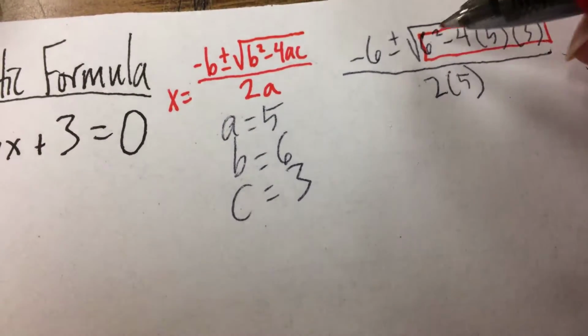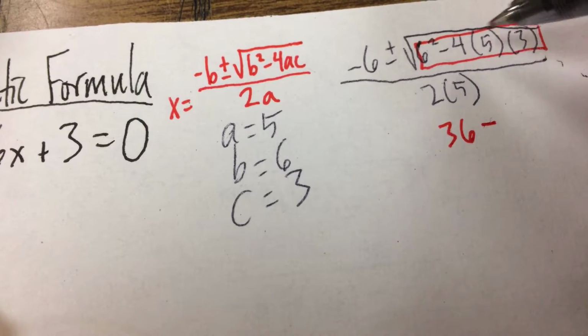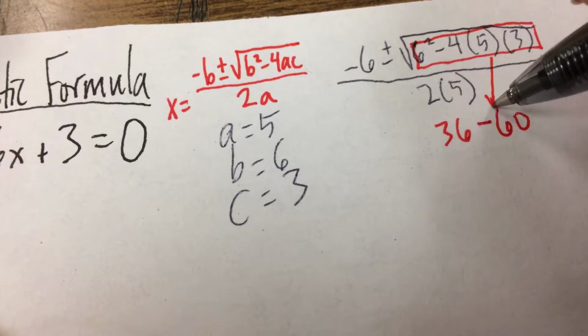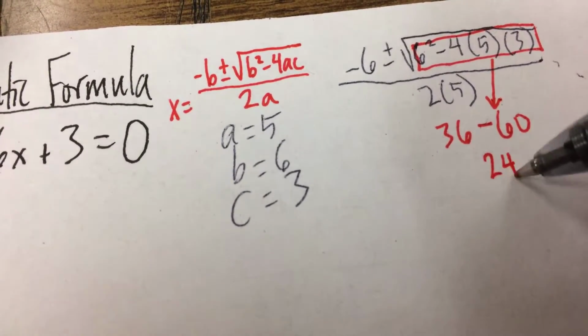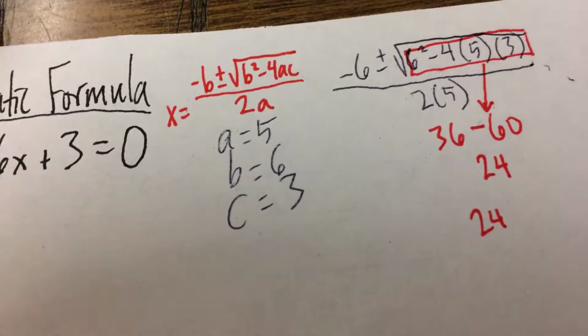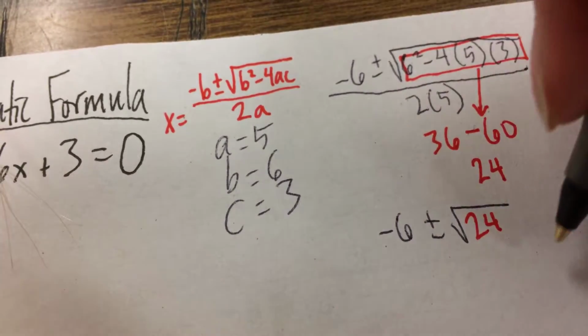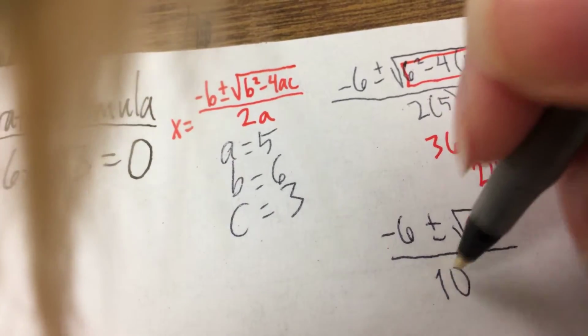So we got 6 squared is 36, minus 4 times 5 times 3 is 60. And 36 minus 60 will give us negative 24. So our discriminant now is negative 24. So what we have is negative 6 plus or minus square root of 24 over 2 times 5 is 10.